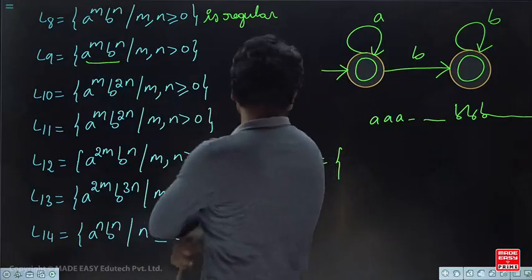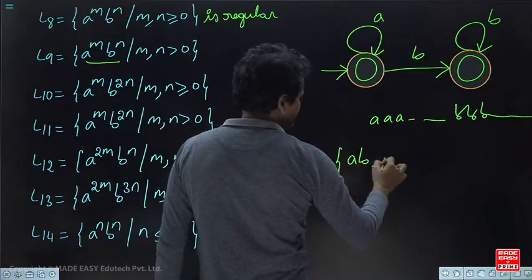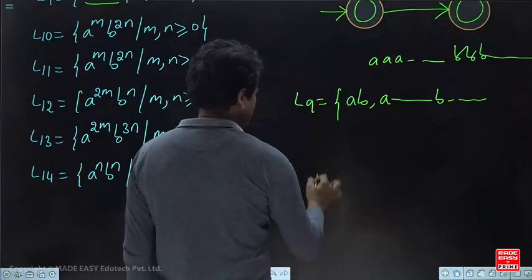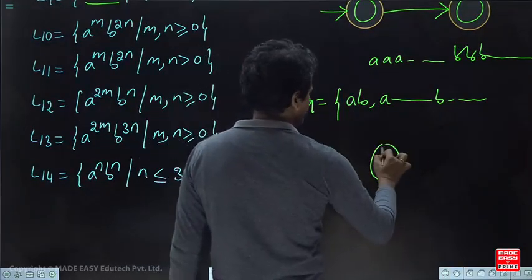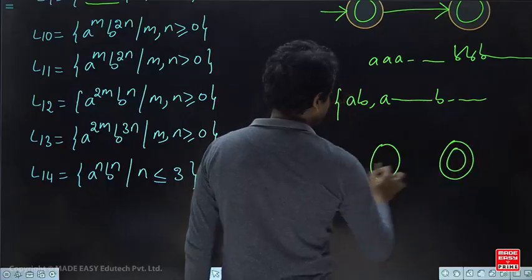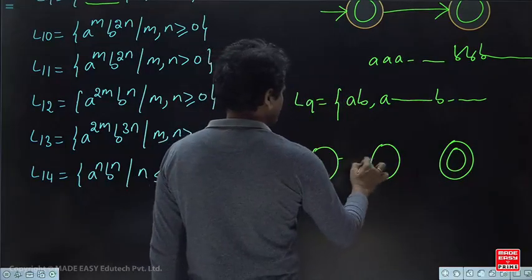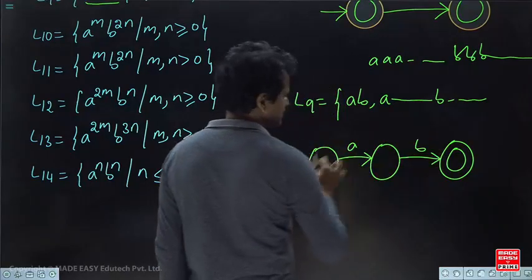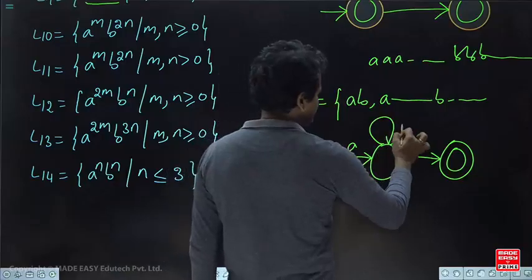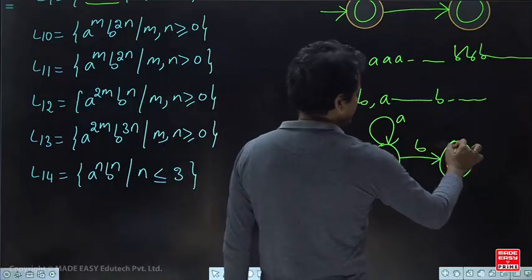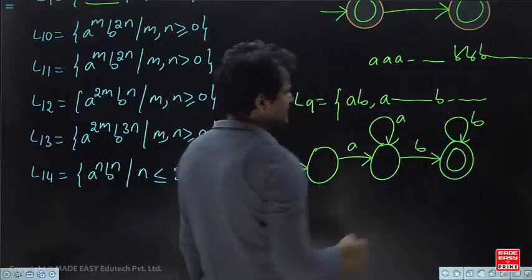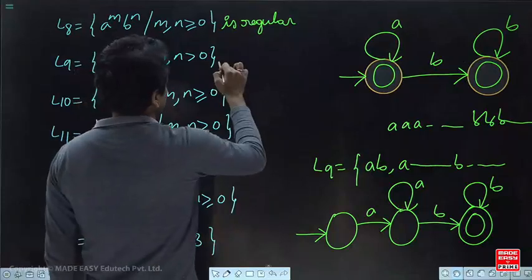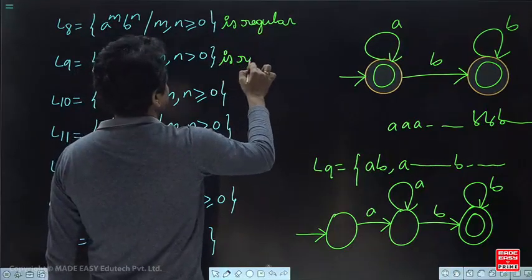That means the smallest string is AB, and it can have any number of A's followed by any number of B's. How can you accept AB? Starting from the initial state, we go to the next state on A. Only A we don't accept, because the smallest string is AB. One or more A's followed by one or more B's. Therefore, we can construct a finite automata to accept every string of L9, and L9 is also regular.